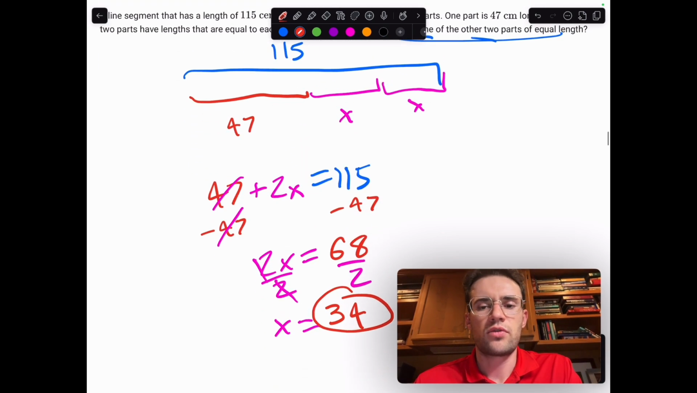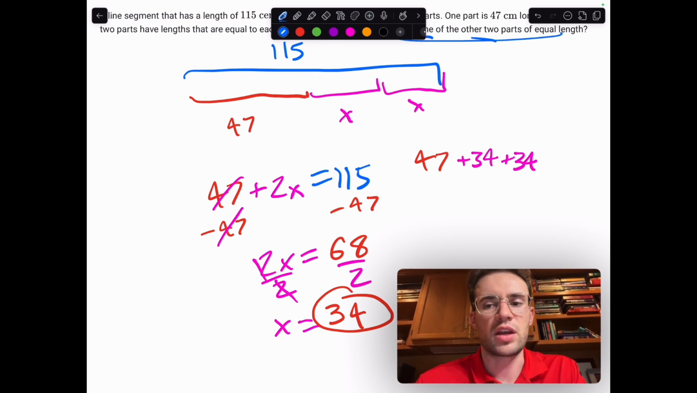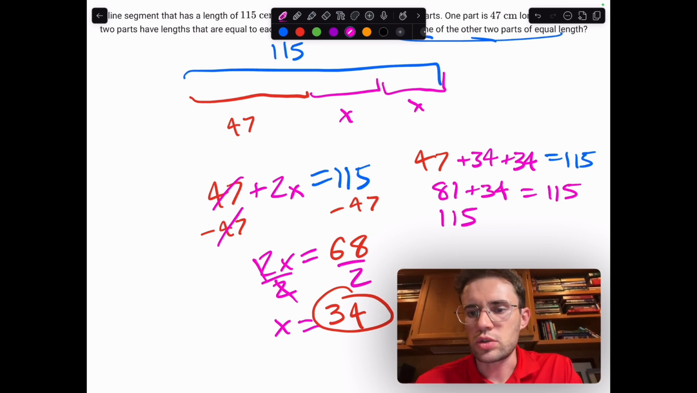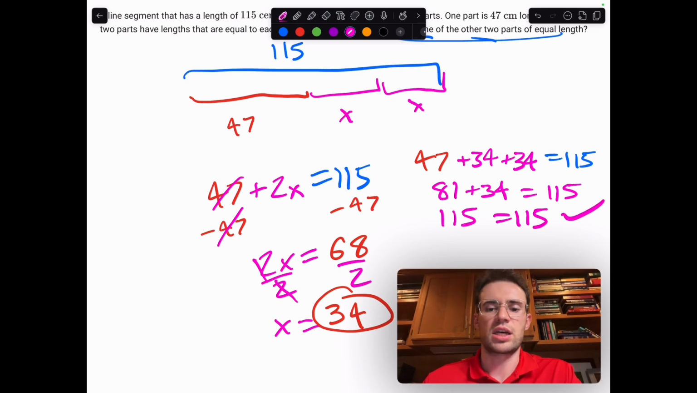Quick check, 47 plus 2 34s. It should be equal to 115. That's what we're checking for. 47 plus 34 would give us 81. 81 plus 34 would give us 115, which is equal to 115. All right, so that checks out.